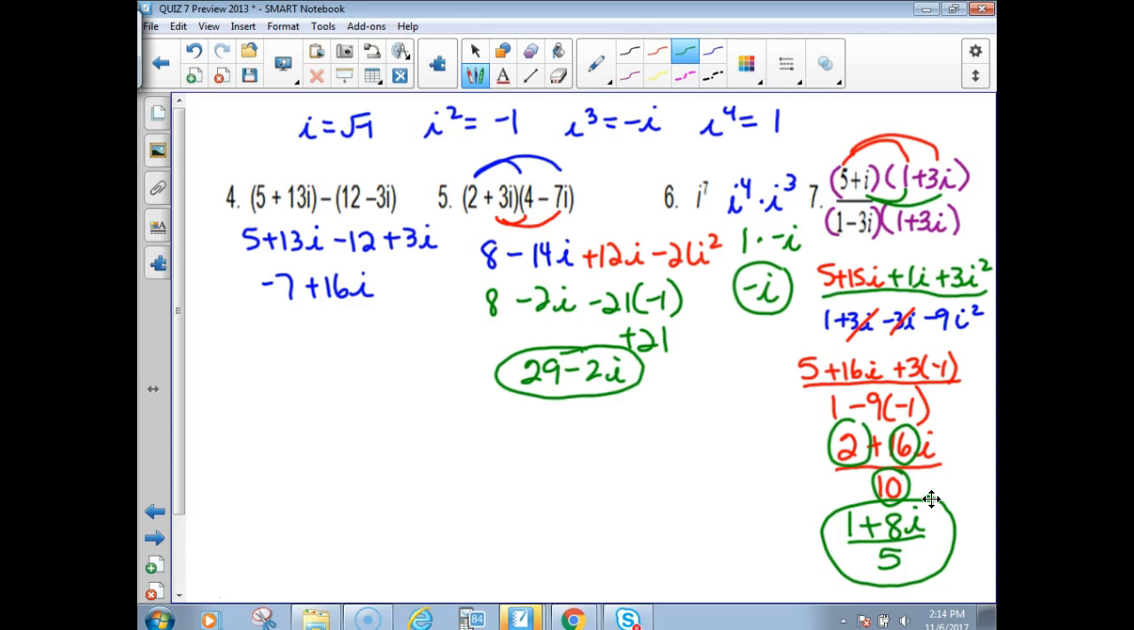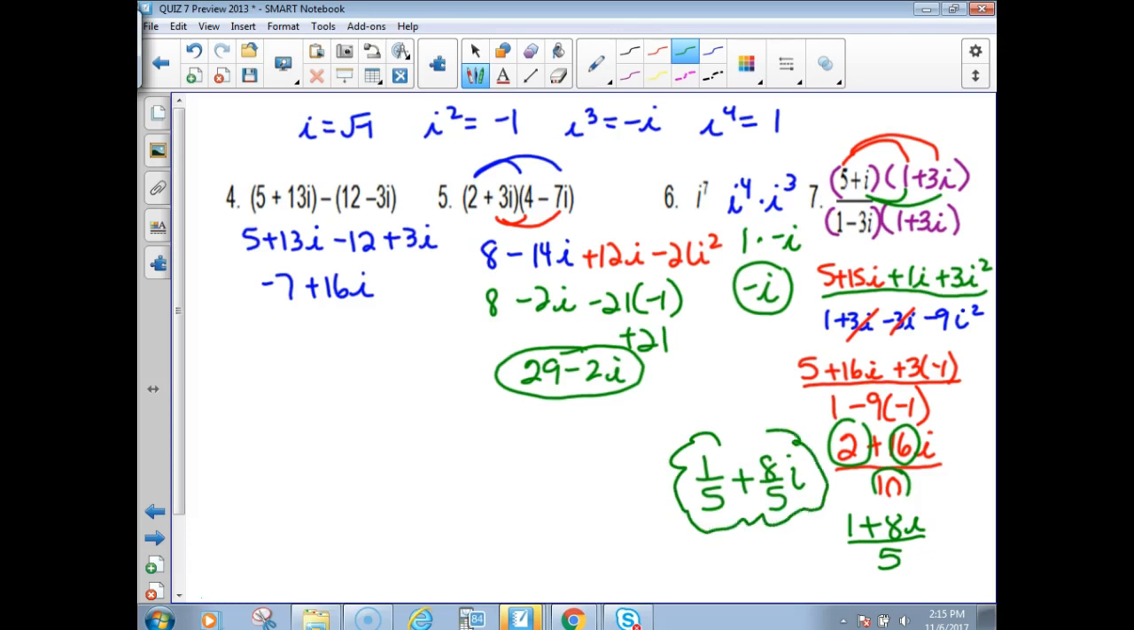Okay. That is actually not in a plus bi form yet. I have one more thing to write. What would a plus bi form be? Okay, 1/5 plus 8/5 times i. Okay, good. Heard several of you saying that.